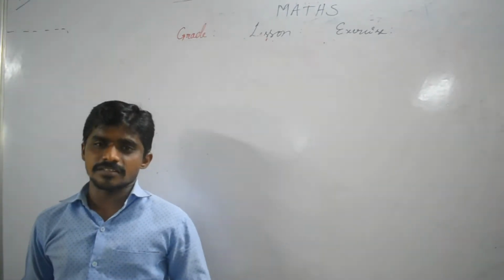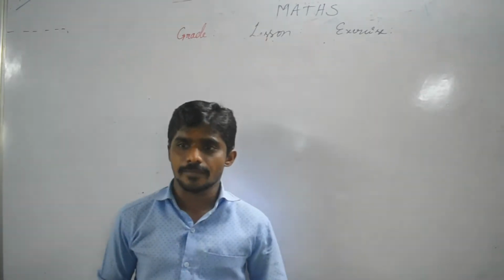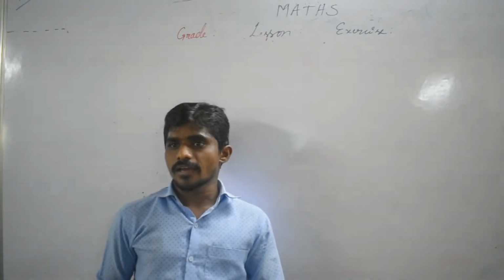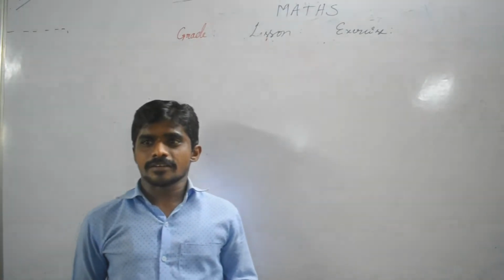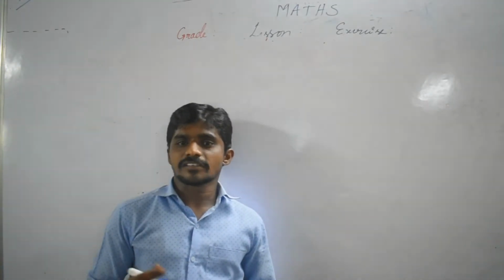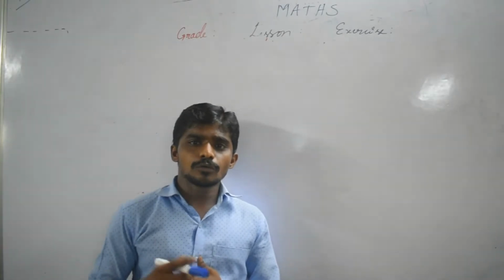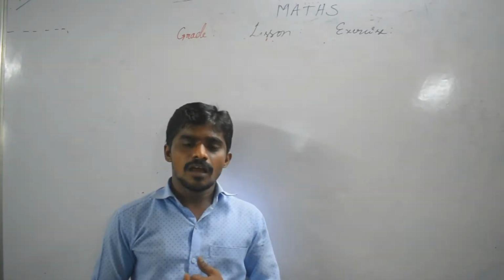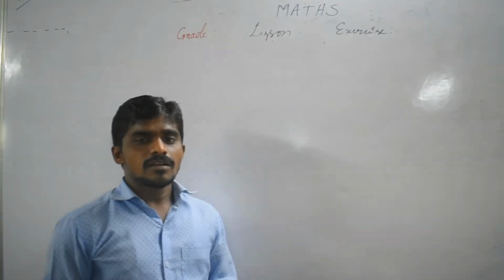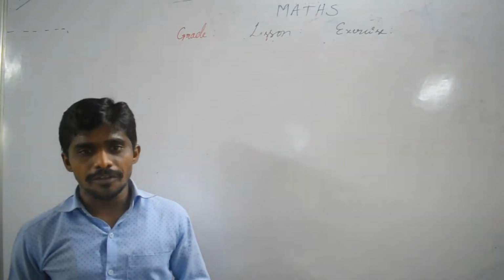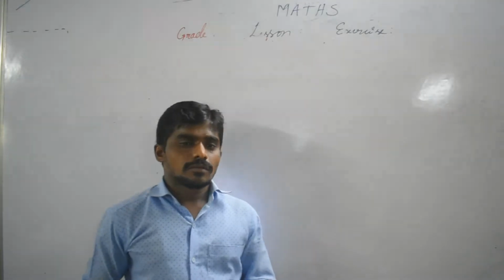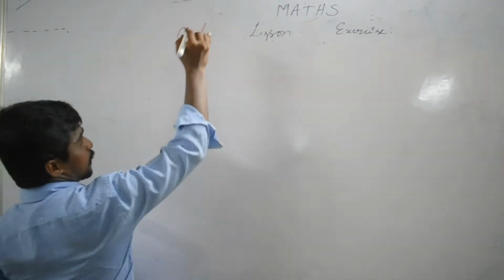In last class, we discussed fractions. What are fractions? Fractions are of different types, like like fractions, unlike fractions, proper fractions, improper fractions, and mixed fractions. We also learned how to do addition and subtraction of fractions. So today we are going to learn fraction multiplication.